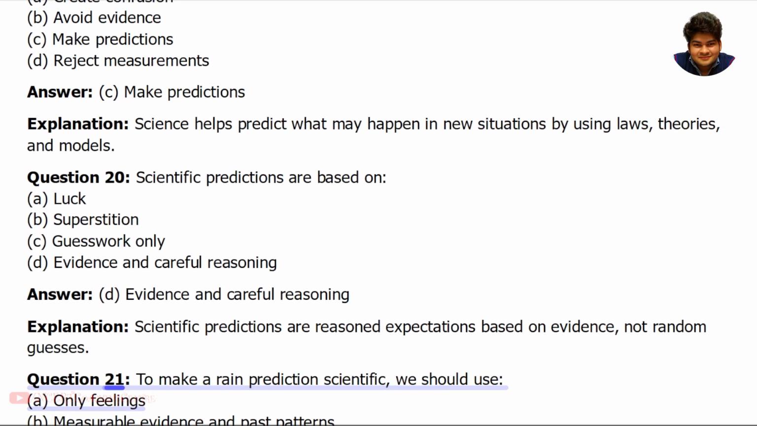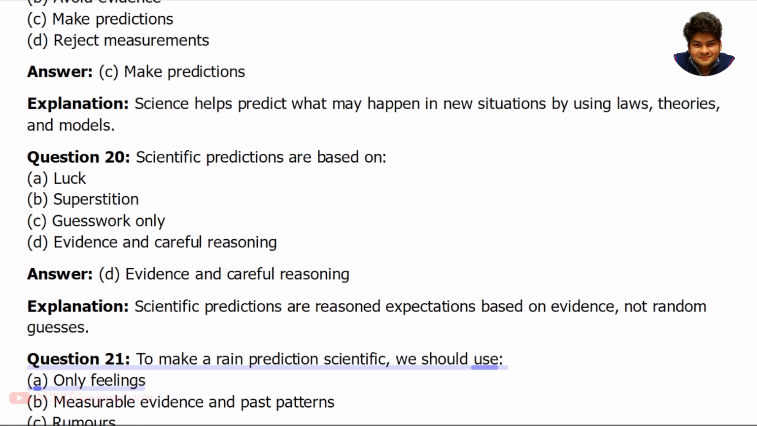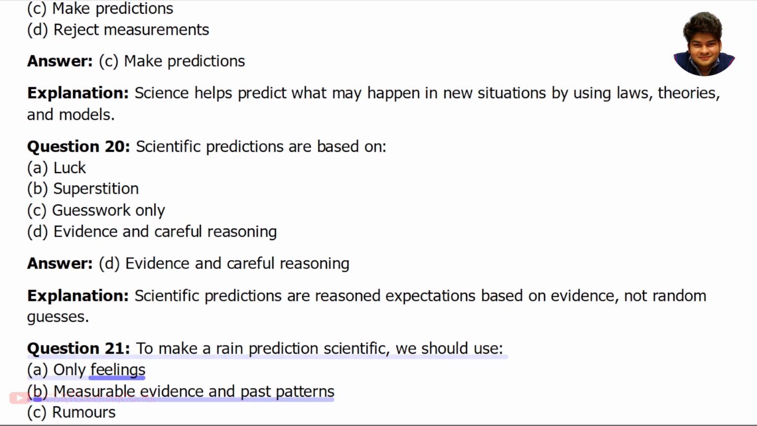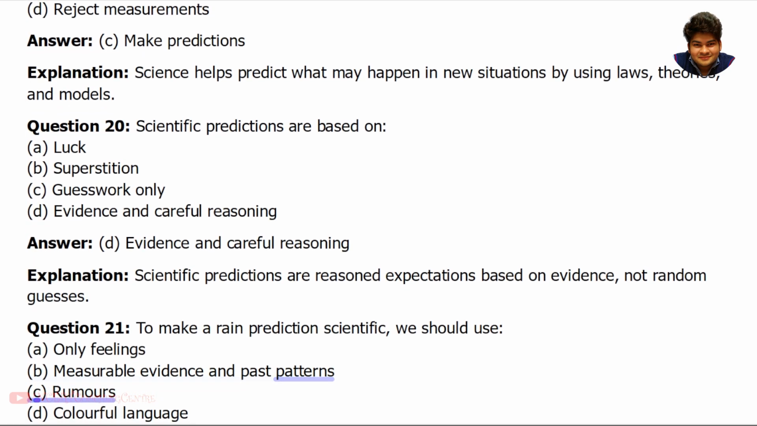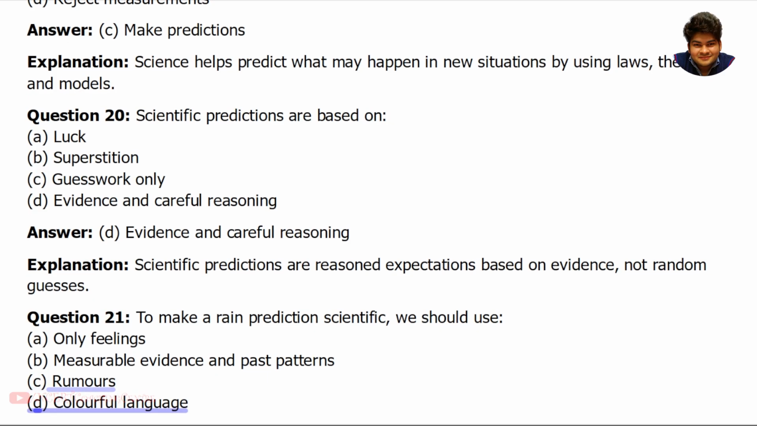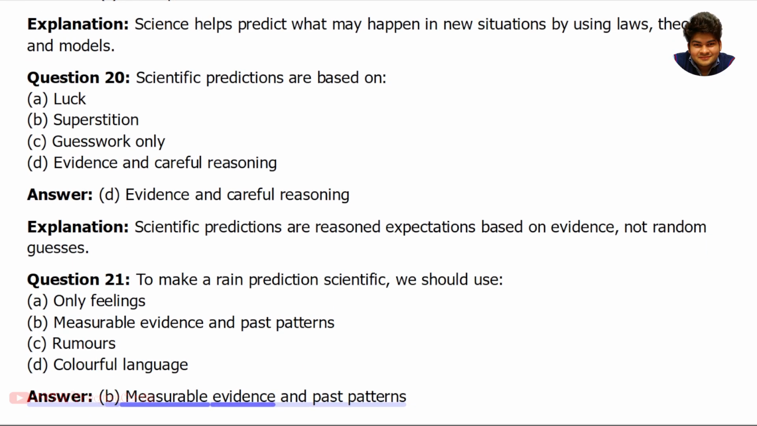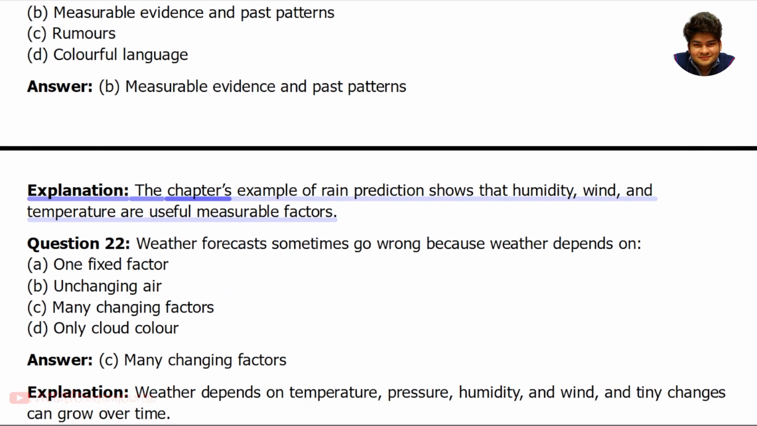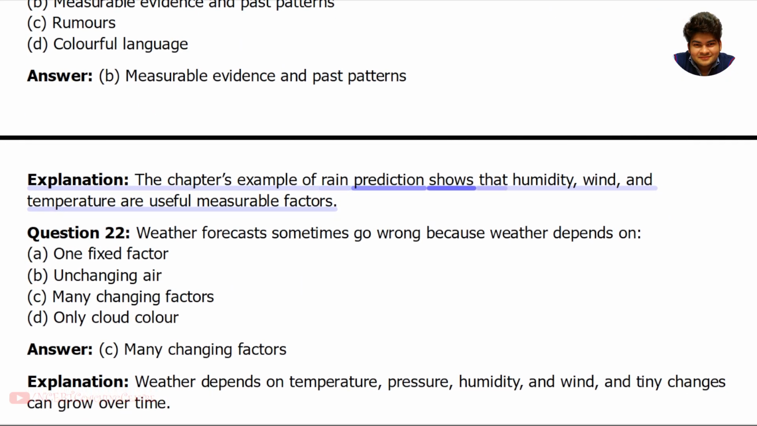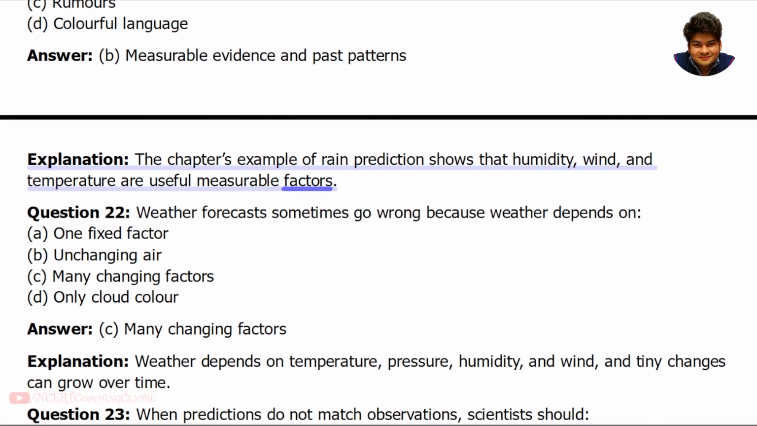Question 21. To make a rain prediction scientific, we should use: A. Only feelings. B. Measurable evidence and past patterns. C. Rumors. D. Colorful language. Answer: B. Measurable evidence and past patterns. Explanation: the chapter's example of rain prediction shows that humidity, wind, and temperature are useful measurable factors.